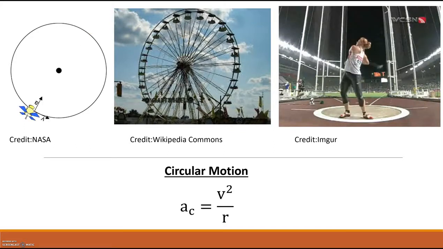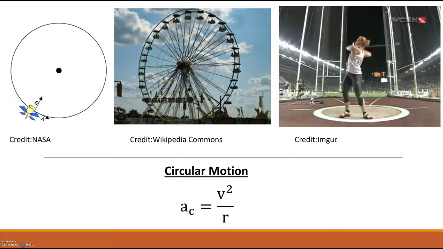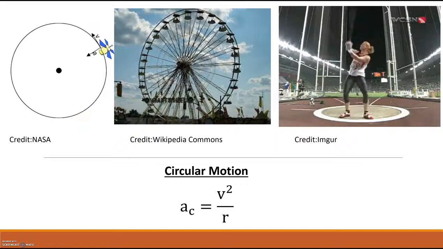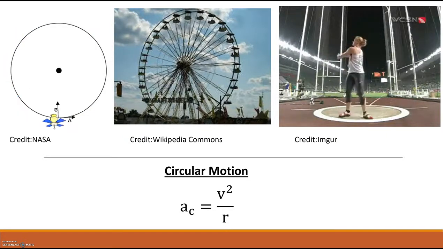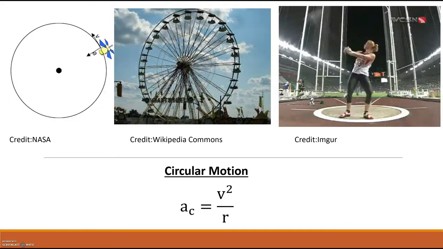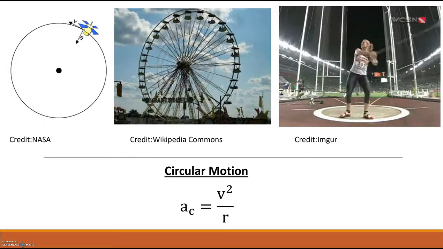Another example of circular motion is with sports. So here's a hammer throw in track and field. The ball is moving around in the circle. The girl throwing has to exert a force inward to keep that ball in that circular path. So she's having to counter the ball.